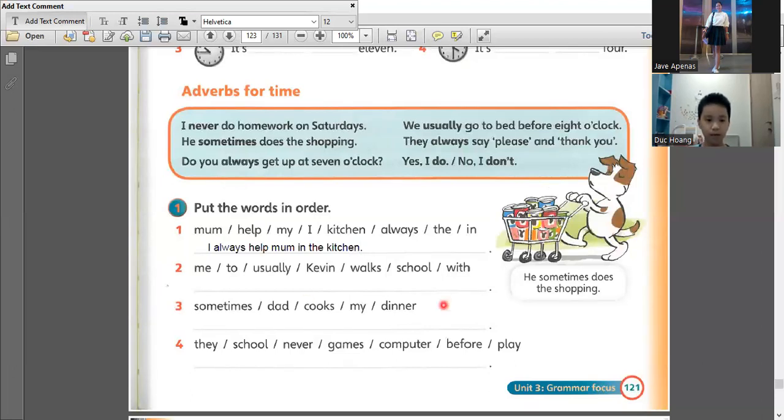How about number two? Kevin, always, only, walk with me to school. You said Kevin usually walks with me to school. Yes, very good. That's how you say it. Good job.